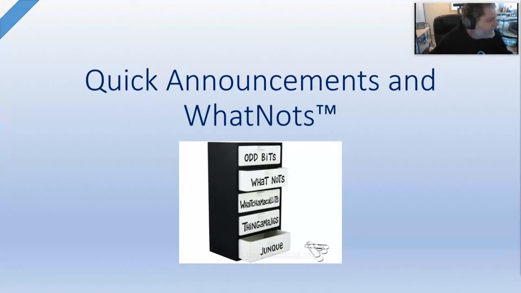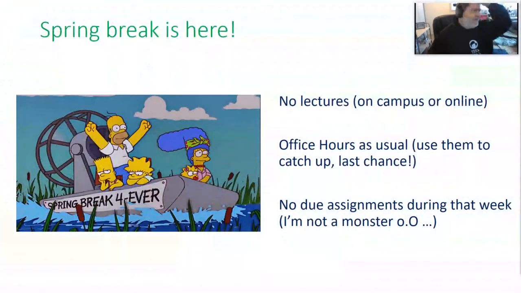All right, so let's get started with some announcements. I think I have only one announcement: spring break is here. Next week is spring break. Normally during spring break, there is no teaching related activity. That means there is definitely going to be no lecture next week. Monday and Wednesday next week, no lecture, be it on campus or online, no lecture at all. There's also going to be no assignment due during the spring break week. It's kind of like a protected week, okay?